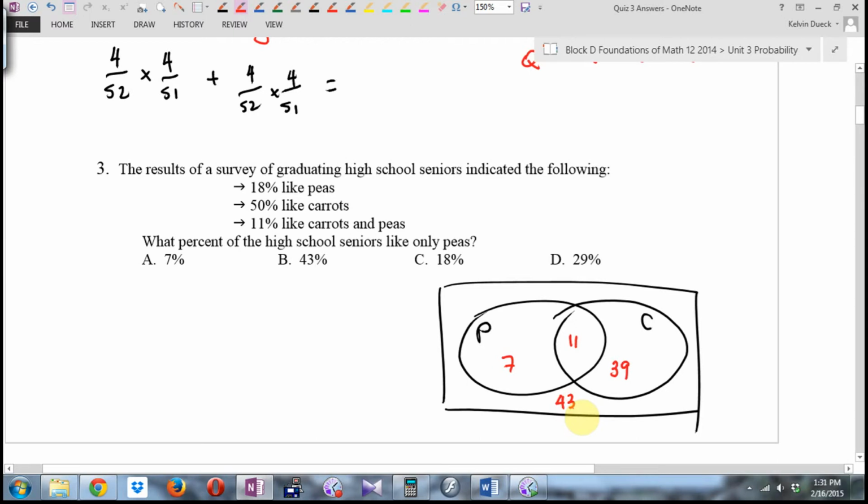What percent only like peas? You know what? I could have stopped a while ago if I'd read the question. 7% like only peas but don't like carrots.